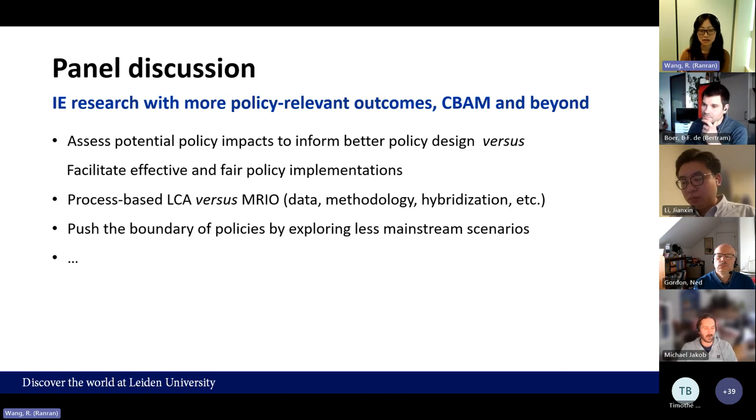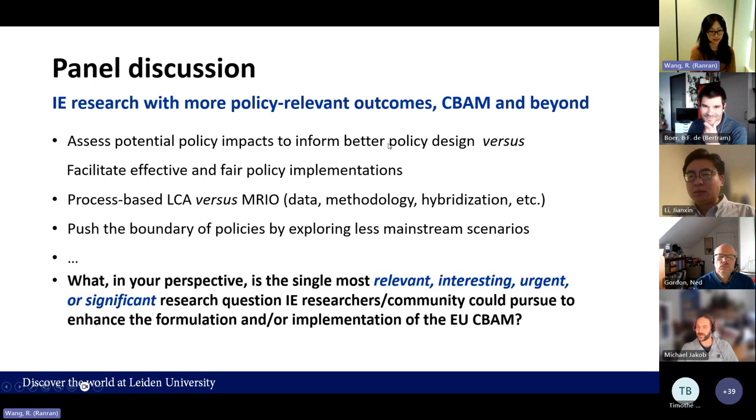Some of the questions are related to CBAM, some to IE tools and challenges, but we don't have to be limited to that. I also have a generic question, or not so generic, for each of our speakers. If you could answer this question and share your insights in one or two sentences, that would be great. The question is: in your perspective, what is the single most relevant, interesting, urgent, or significant research question that the IE community could pursue to enhance the formulation or the implementation of CBAM?